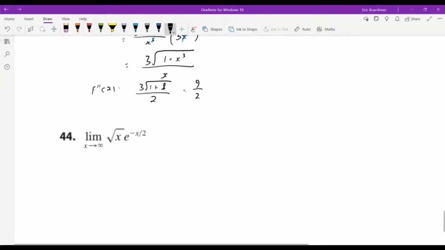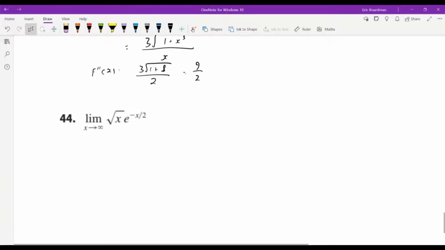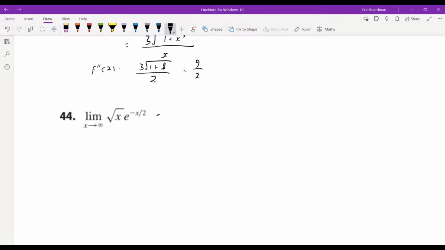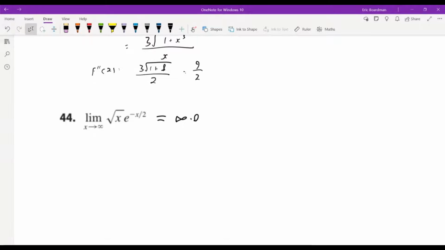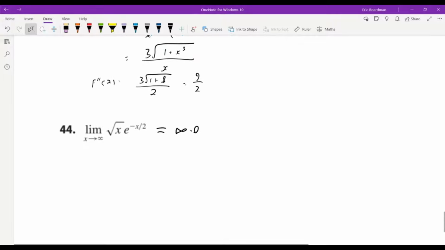No problem. And then for 44, we want to find the limit as x goes to infinity of the square root of x times e to the power of negative x over 2. If we just plugged in infinity, this would equal infinity times e to the negative infinity, which is 0. So this is an example of an infinity times 0 indeterminate form. To fix this, we can divide by the reciprocal of one of the factors, and it'll become either an infinity over infinity or a 0 over 0 indeterminate form, which we can use L'Hopital's rule on.